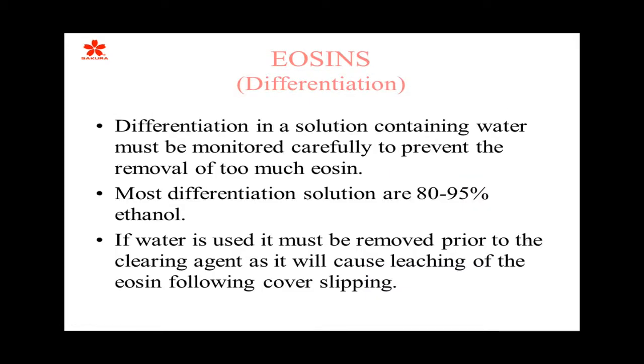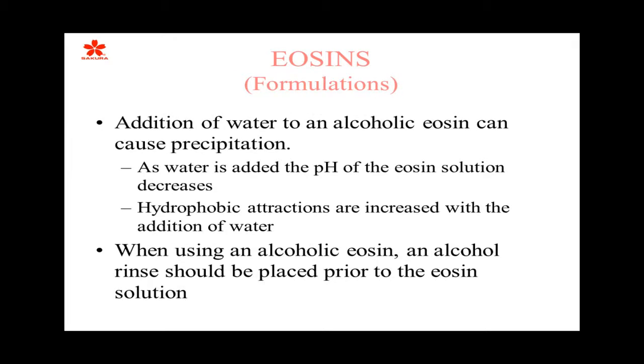Differentiation in a solution containing water has to be monitored. Most differentiation solutions are 80 to 95% ethanol. If water is used to remove the prior clearing reagent, it will also leach the eosin through the coverslipping. The addition of water to alcoholic eosin, as I mentioned before, can cause precipitation. When using the alcoholic eosin, an alcohol rinse should be placed prior to the eosin solution, but with some of the alcoholic eosins that are on the market now, you can eliminate this step.